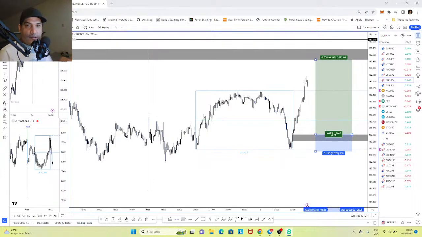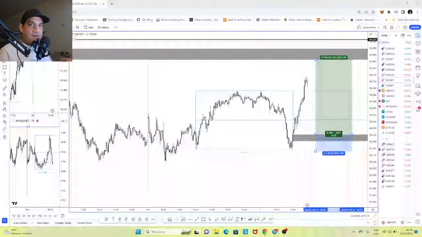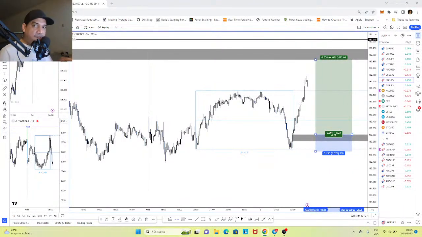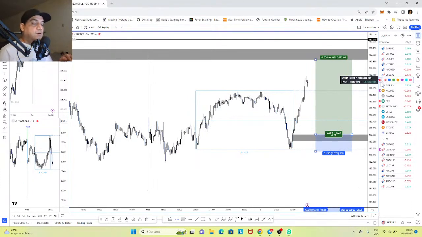Okay. Yes. MT5. So GBPJPY, it's a liquidity sweep, you know, an ICT entry.